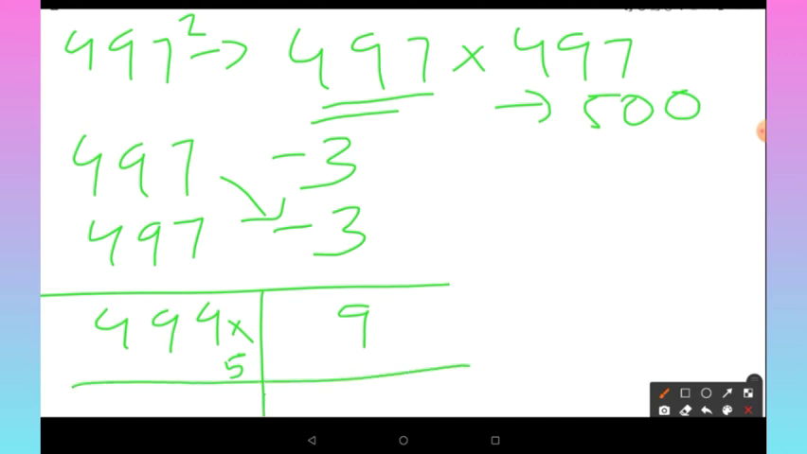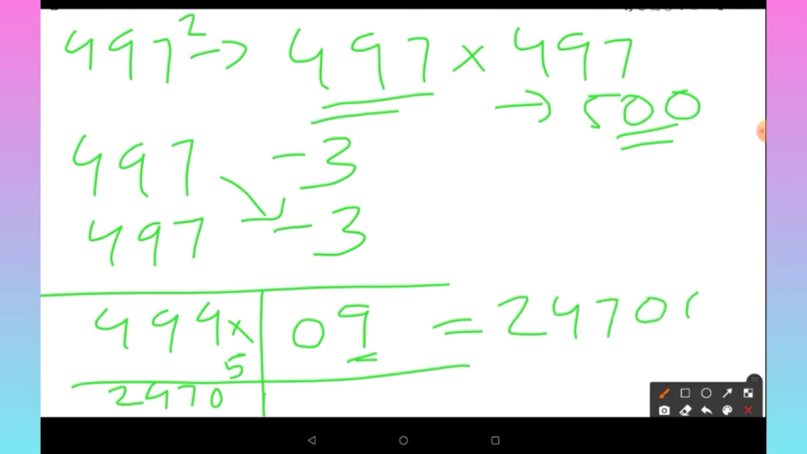This is an even number. So what you can do? Find the half of 494. 247, that is the half, and then add a 0. Okay, 2470. So now here what you have to do? Here you have only one digit, but here you have 2 zeros, right? So then what you have to do? You have to add one more digit here, 09. So your answer is 24709. That is the answer. So 497 square is equal to 24709. That is your answer.